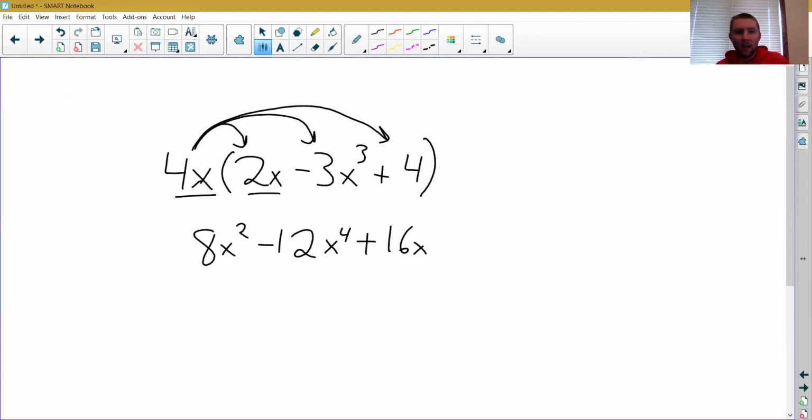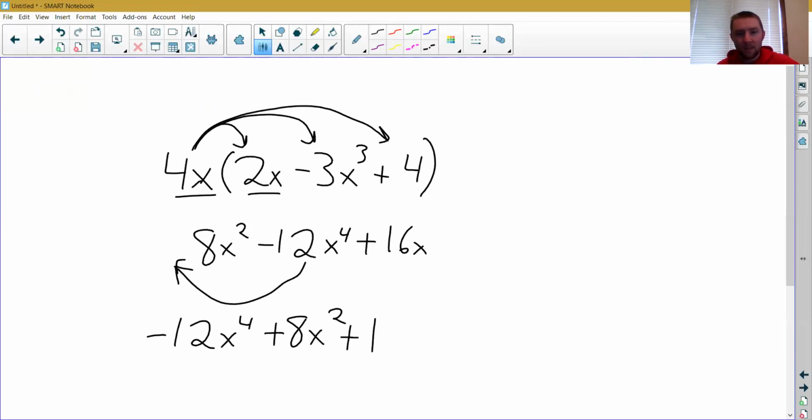Okay, so this would be my answer, but again, this is not in standard form right now, right? Because this term with the x to the fourth power would need to go first, in the front. So I take the whole minus 12x to the fourth and move that to the front. The next term is a positive 8, so I put a plus 8x squared, and then at the end it's plus 16x. Okay, so this right here would be the standard form answer when we distribute 4x into each of these pieces. And so we had to do that.